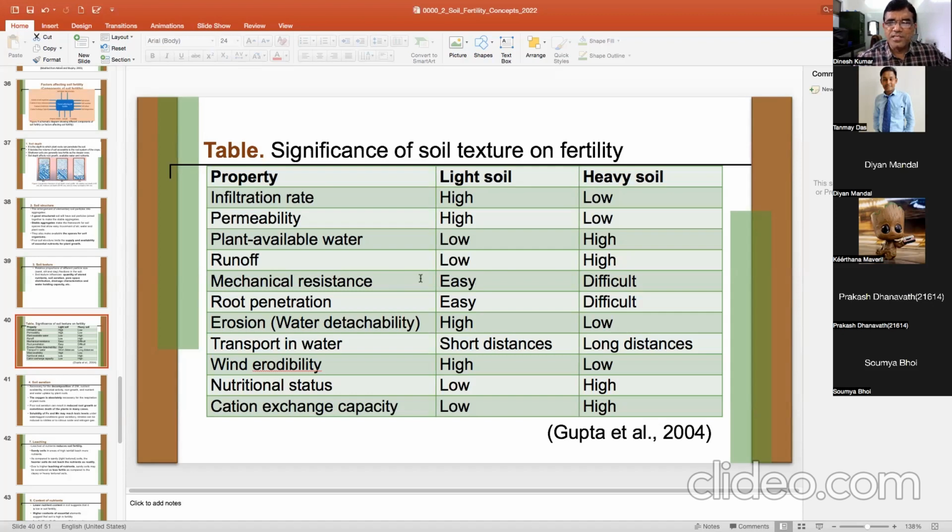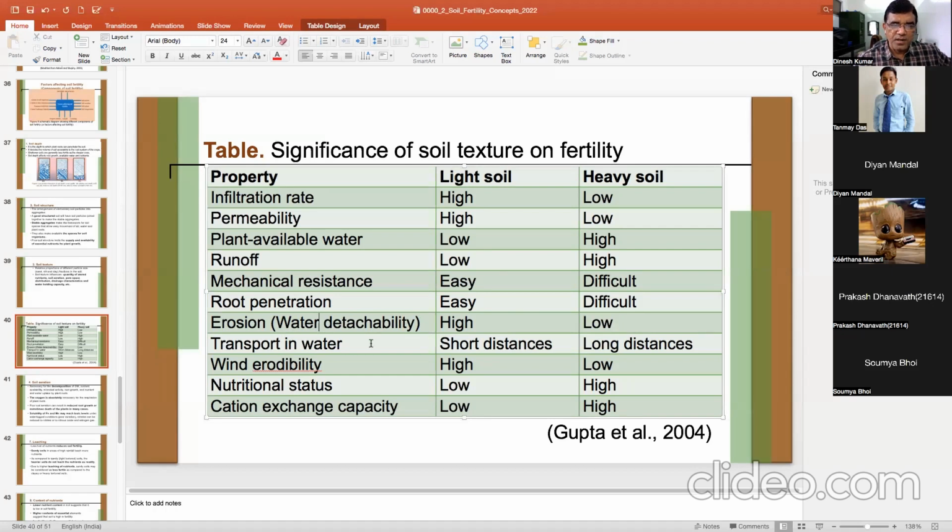Mechanical resistance: easy and difficult. Root penetration: easy, difficult. Erosion: high in light soil and low in heavy soil. So this is another dimension, that you can have more erosion in light soil. If the topmost soil is lost, that means fertility is lost. So you will have more erosion in light soil, therefore fertility can decline.